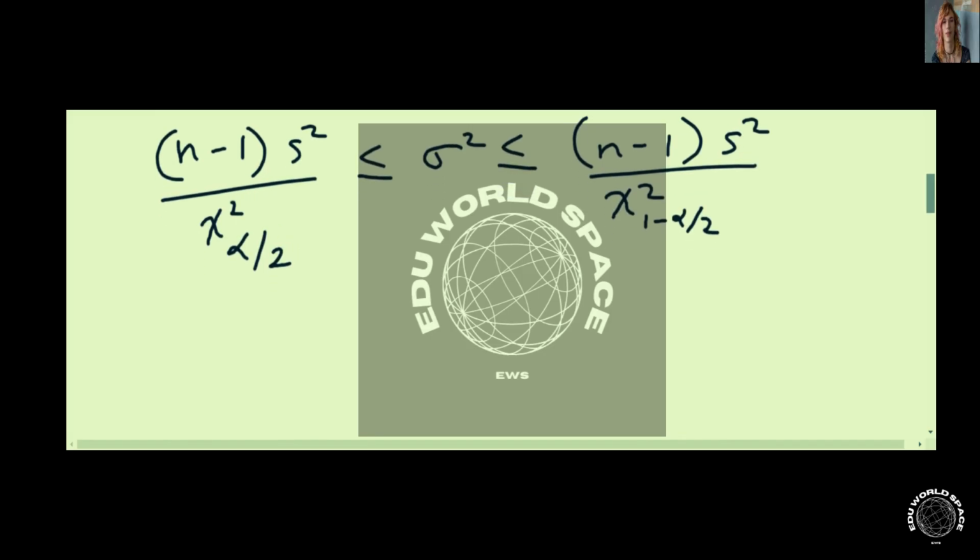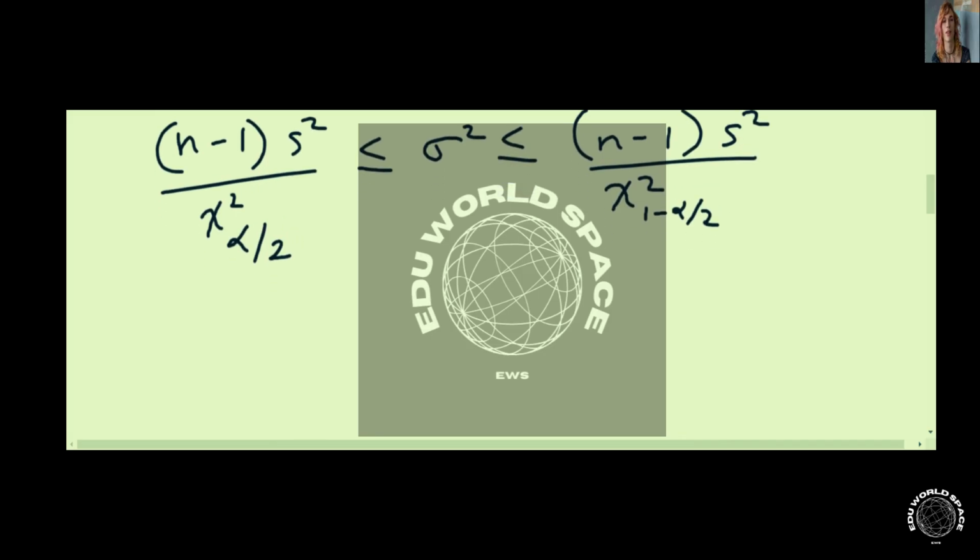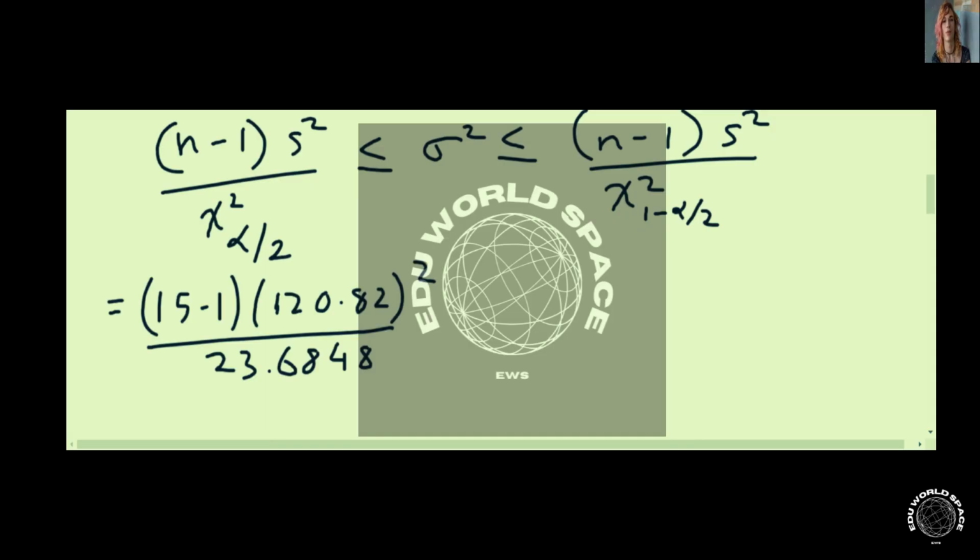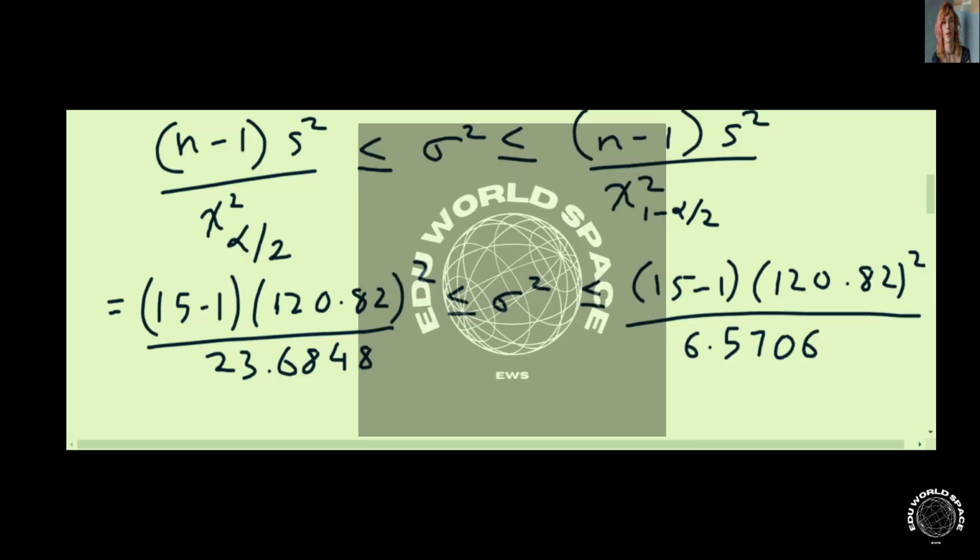This here is the formula for the confidence interval for the population variance. Subbing in the values we have, we get the lower boundary of our confidence interval as this, which is less than or equal to the population variance, and the upper boundary for our confidence interval would be this expression here.